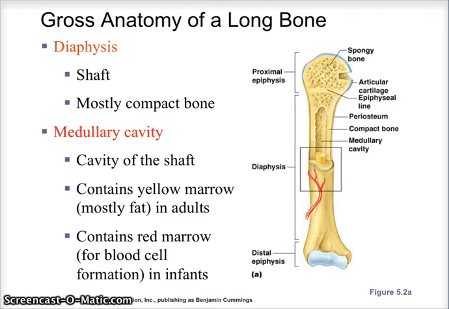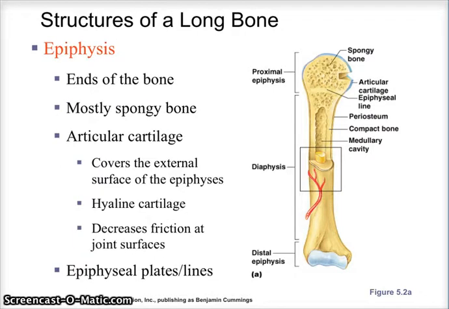Now, it contains yellow marrow in adults, red marrow in infants, and we'll go into greater detail about why yellow and red when we go into that in homeostasis and physiology. All right, the epiphysis is the end part here. And you can see that we have two heads, and we have what's known as a proximal epiphysis, and we have a distal epiphysis. And again, go back to that terminology. Distal means further from the point of attachment, proximal closer to the point of attachment.